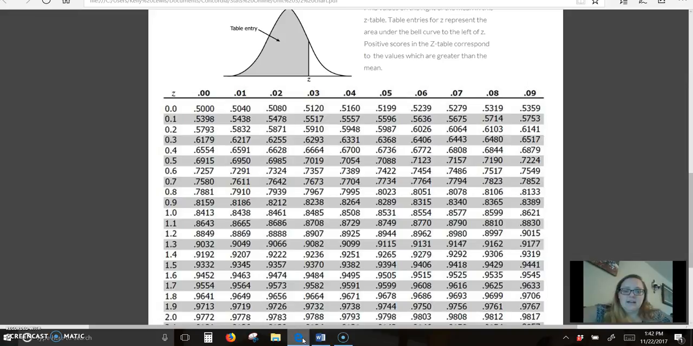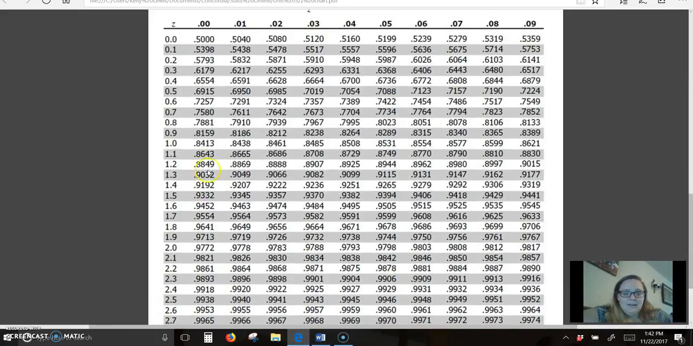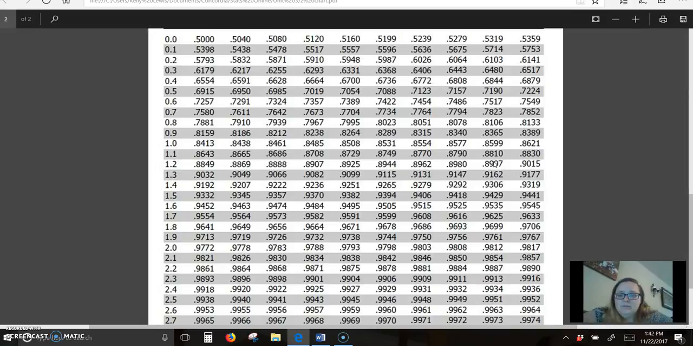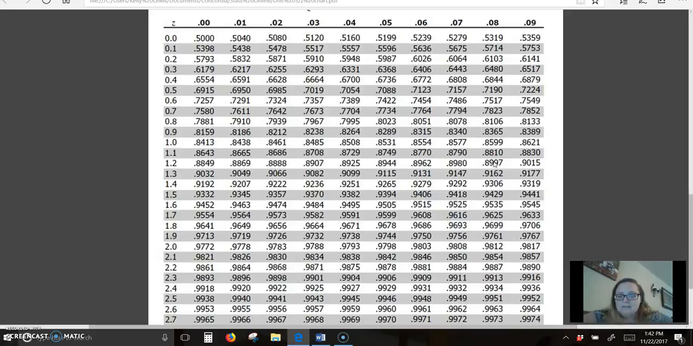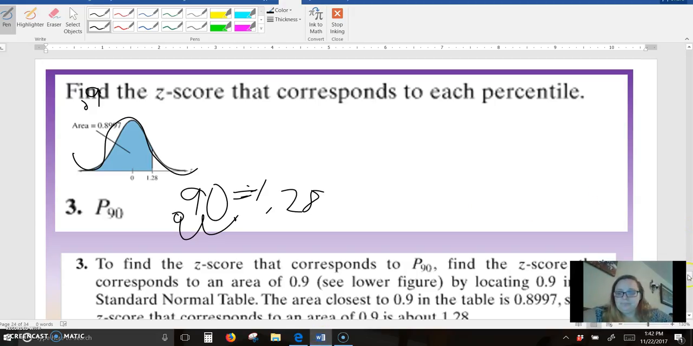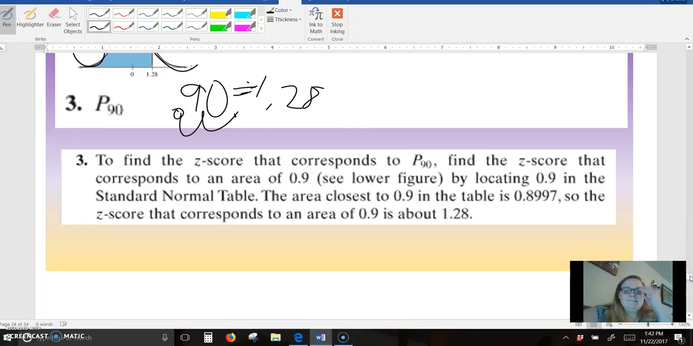If you look on the chart, it's kind of confusing because what we need is 0.9. And so this is 0.9015, and this is 0.8997. So we can't go over it. So we need to use this guy. And so that's 1.2, and 0.08. We still get 1.28. Okay, and so 1.28.